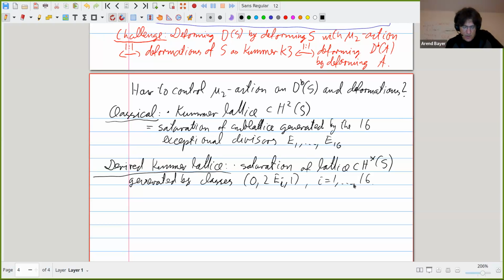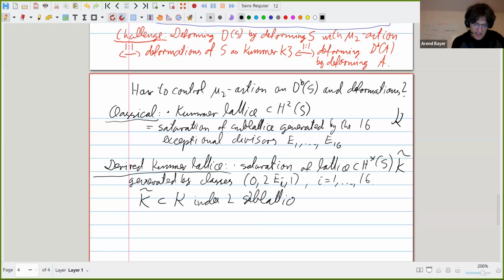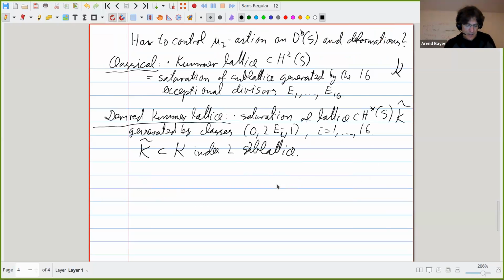Again, these classes do not generate a saturated lattice, and it's also easy to see that one can view this via the projection from H^* to H^2. So let me call this K, and this here K twiddle. It's not difficult to see that K twiddle inside K naturally embeds by the projection to H^2, and it's an index 2 sublattice. And so in particular, because K is well-defined classically, K twiddle is also easy to describe.